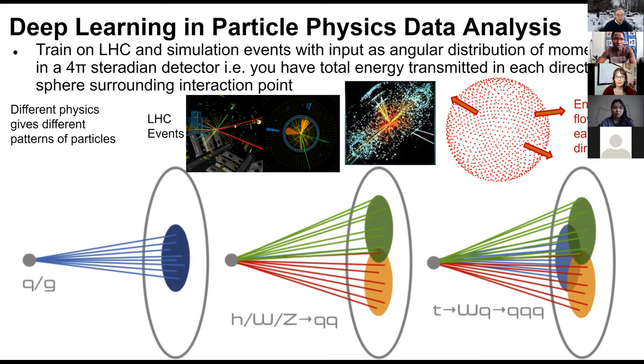And this is sort of interesting for deep learning because these are patterns. And so the deep learning application to these events looks at the energy structure projected on a sphere and identifies structure and maps those structures into types of events. All right, so that's the application.